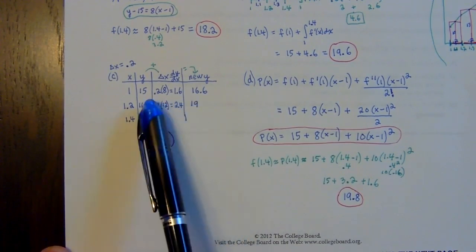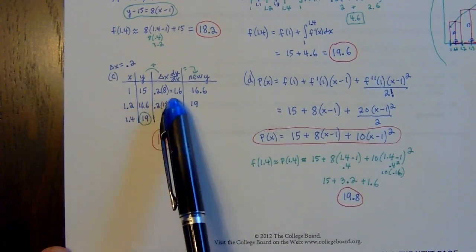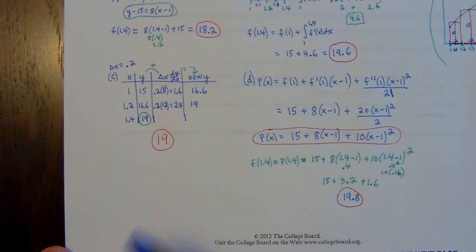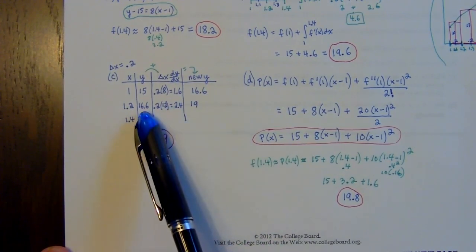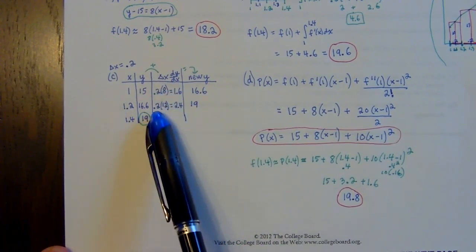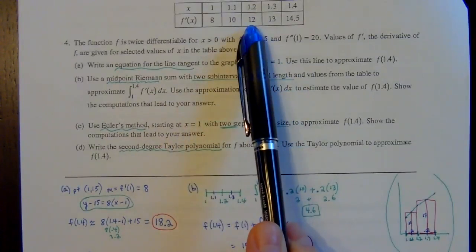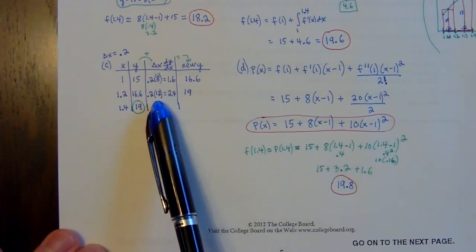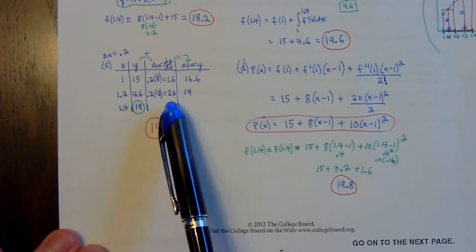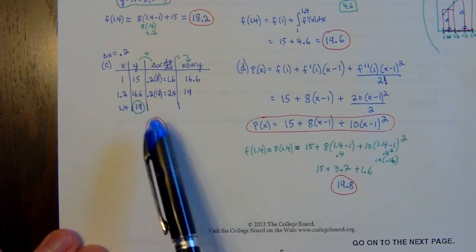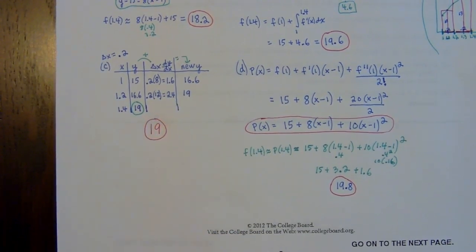Remember, to get this last number, you add up these two numbers here. So 15 plus the 1.6 is 16.6, and that's your new y value. And you do the same thing. You take delta x, which is 0.2, times the dy dx. That's your derivative at 1.2. So at 1.2, our derivative is equal to 12 from the table, and that would be the 2.4. Add up 16.6 plus 2.4 equals 19, and that's your final answer right there.